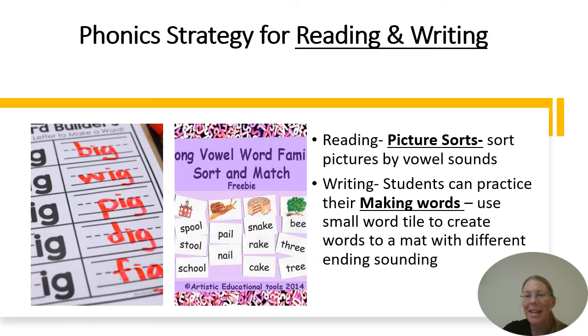Well, you might be thinking, what's a strategy I can use? Well, I've got a couple for you. For reading, you can see on the picture here, picture sorts. Students can sort pictures by their vowel sounds. Another example for writing is they can make words. They can use small tile letters and create words with different ending sounds.